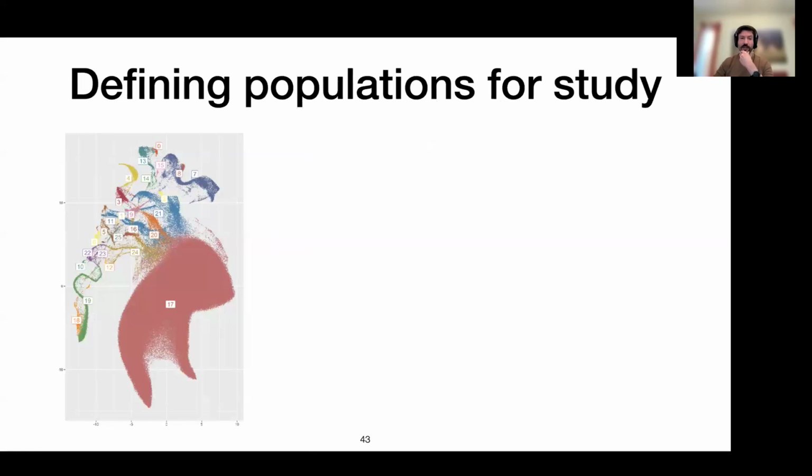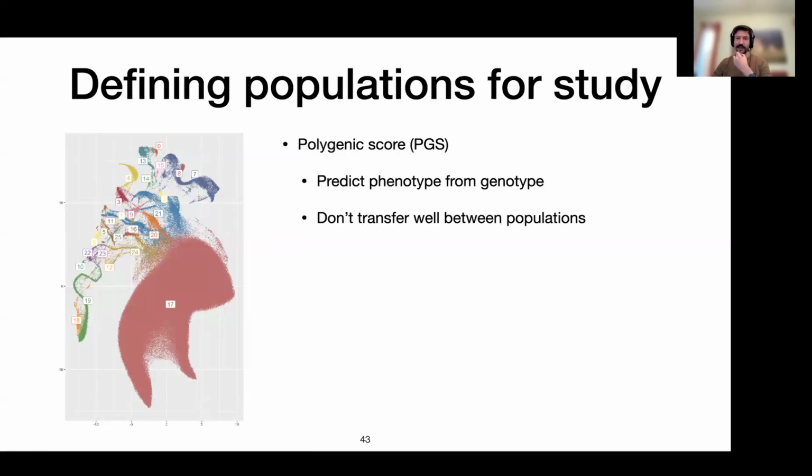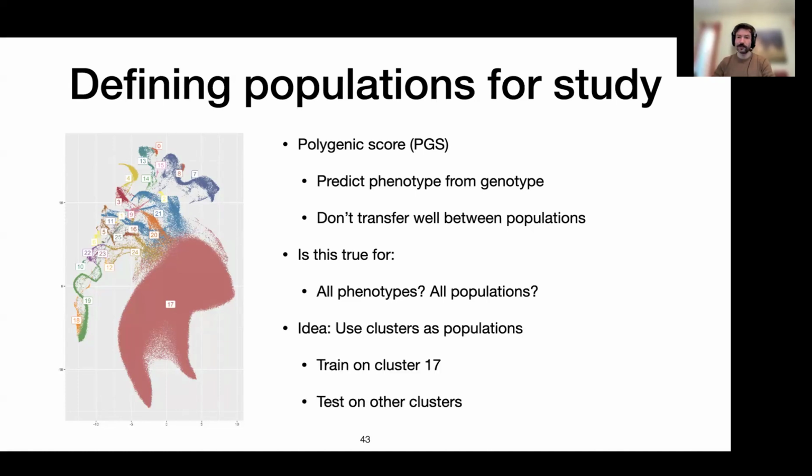One of the things we could potentially do is define populations for study. So the idea is polygenic scores. You model a phenotype and you predict it based off of the genotype. These scores are known to not transfer well between populations, especially very differentiated populations. But one of the questions I had is, is this true for all phenotypes or for all populations? So the idea is we could take this huge cluster here, 17, train a polygenic score on that, and then we could just test it on every single other cluster and see how well the polygenic scores transfer.